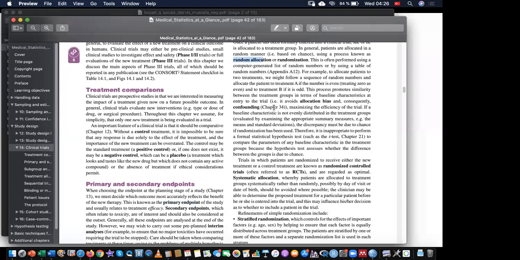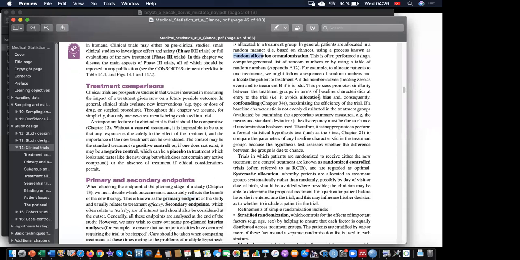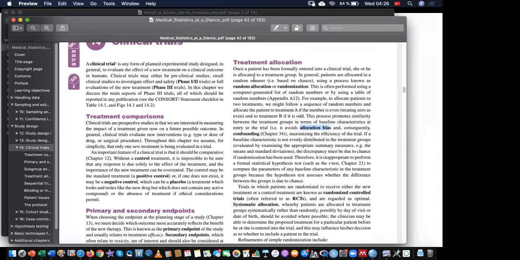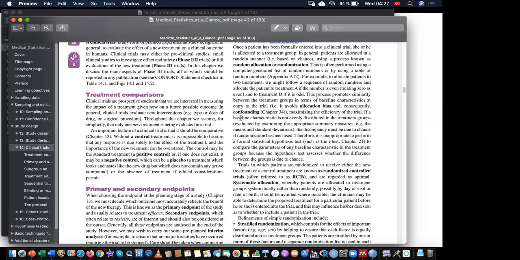If you don't make it random, you may introduce bias. There will be allocation bias. Therefore, you have to be very careful with the randomization, the allocation to the groups, placing the participants into the groups, dividing the participants into the groups.